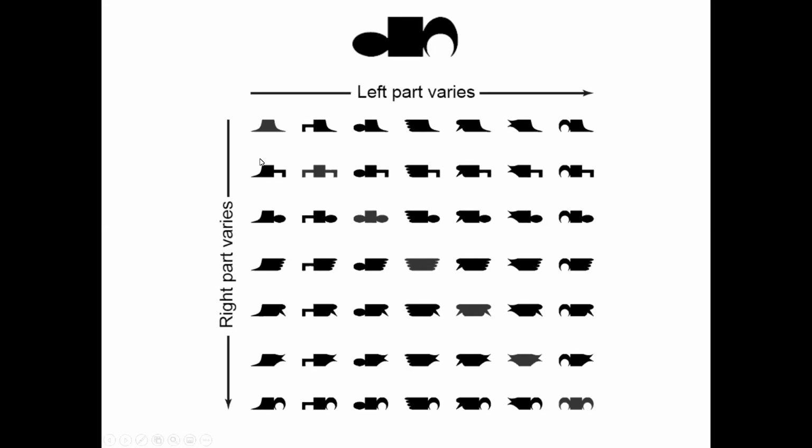The idea was that we could create a huge number of objects using a small number of parts. And you can see here that I've created 49 different objects by taking 7 left parts and 7 right parts, and they're combined in some particular way.